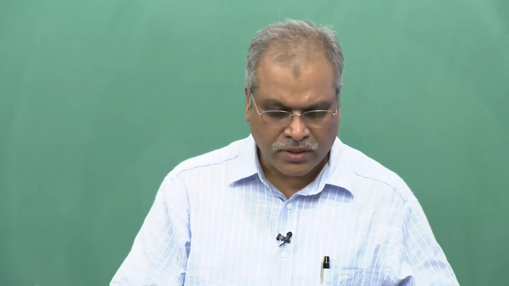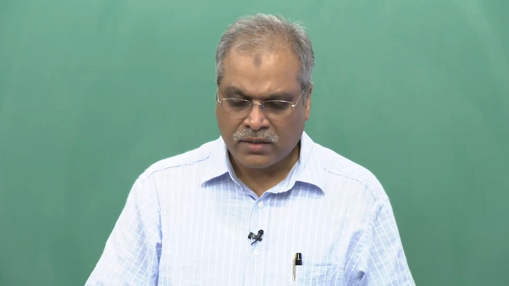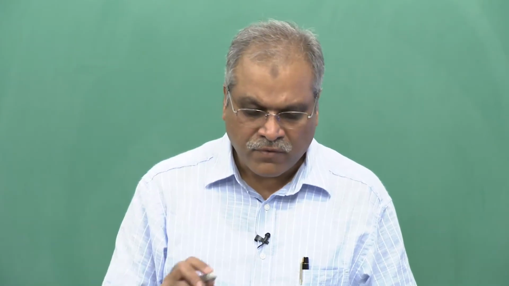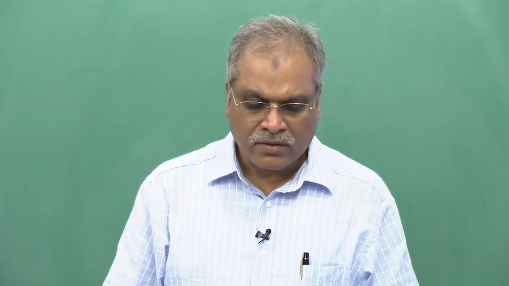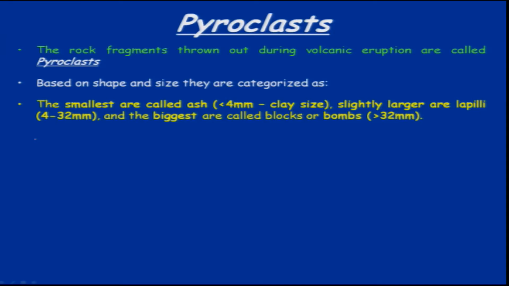So welcome back. During the last lecture, we were talking about the pyroclastic flows, and as I told you, these are fragments. Depending on the size of the fragments, we say that either it is ash, or it is lapilli, or it is bomb, and all are termed as the pyroclastic flow. Just to get started, the smallest size material coming out during the volcanic eruption, less than 4 mm, is clay size and is termed as ash. Then we have slightly larger ones, which are lapilli, and the biggest ones, which we call bombs, are greater than 32 mm.